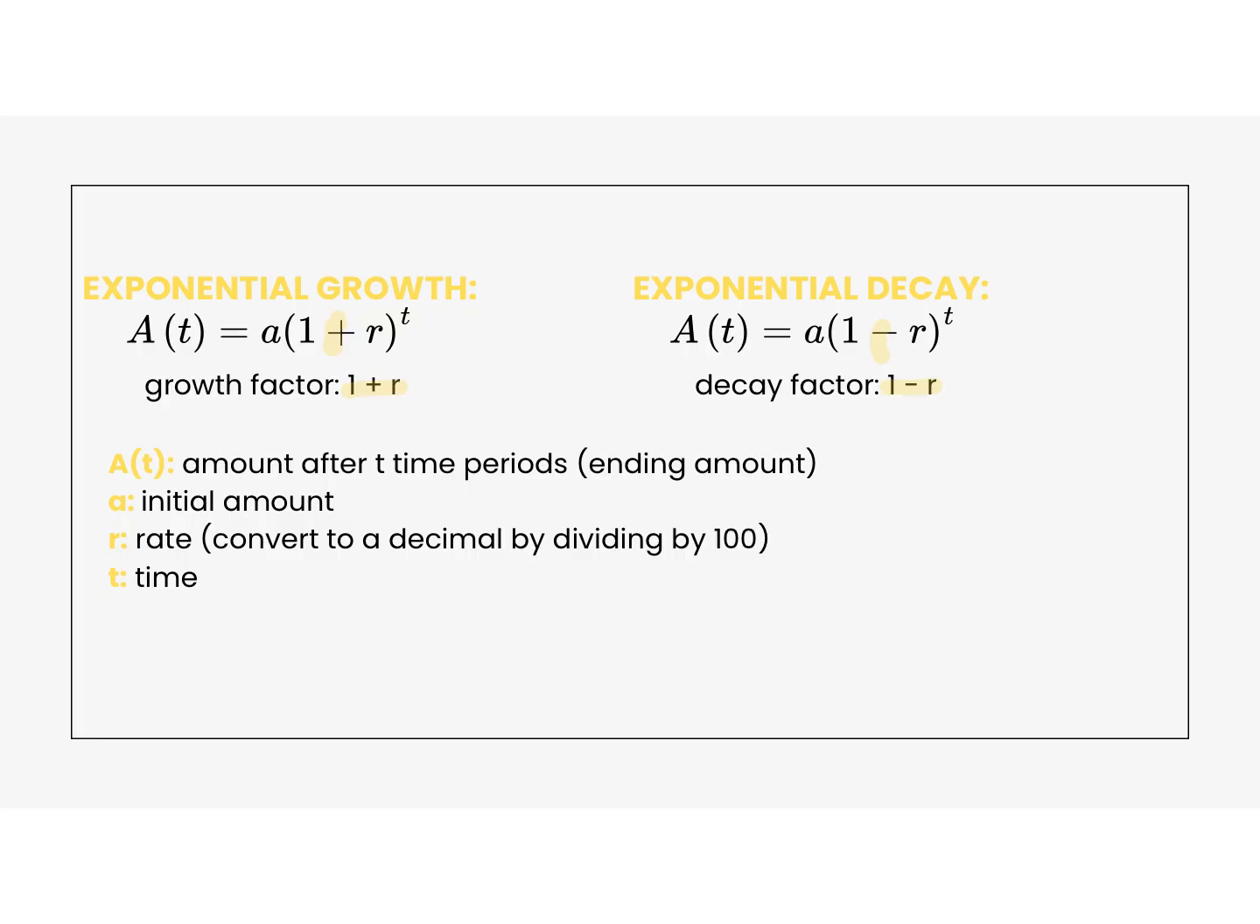So what do all those things mean? A of t is the amount after t time periods, so it's your ending amount. A is your initial amount, r is your rate, and we're going to convert that to a decimal. So if it's 89%, what we're going to put in our formula is 0.89, and then t for time.